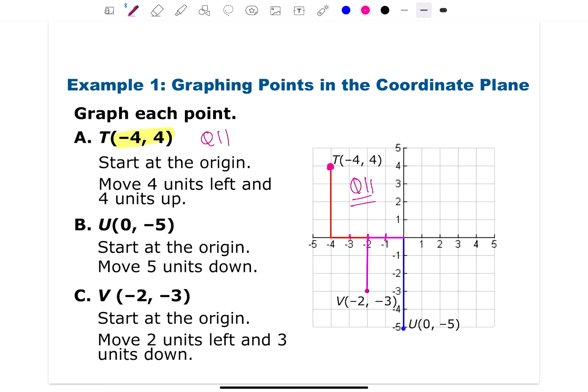(0, -5): x is 0, y is -5. That's going to be on the y-axis, and that's not in any of the quadrants. And (-2, -3): x is -2 and y is -3. That would be in quadrant 3.